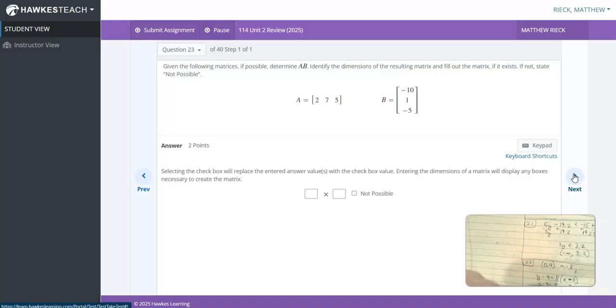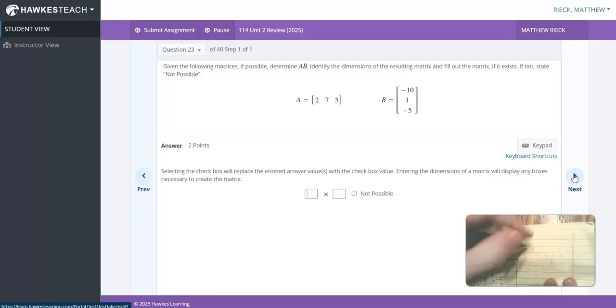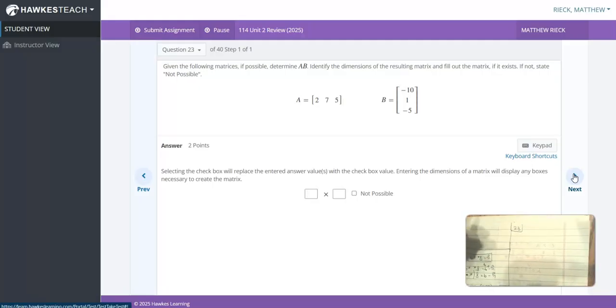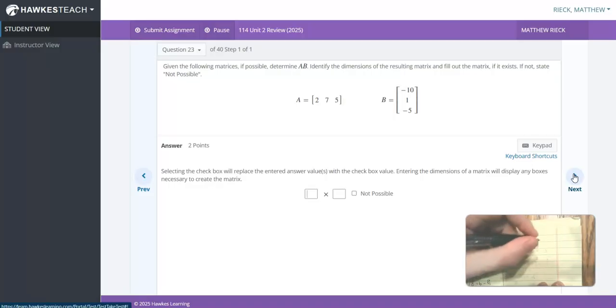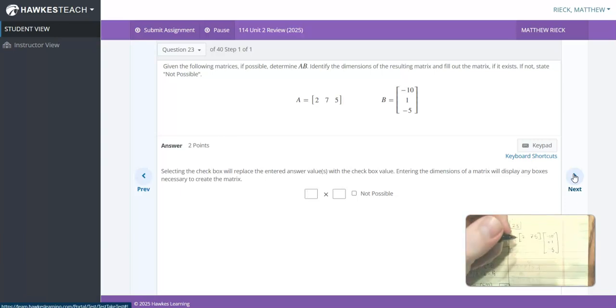All right. So next up here, we have another example of matrix multiplication. Or maybe the first example of matrix multiplication. Honestly, I can't remember if I've gone through an example of matrix multiplication yet. So we have my A, which is 2, 7, 5. And we're multiplying that times B, which is negative 10, positive 1, negative 5.